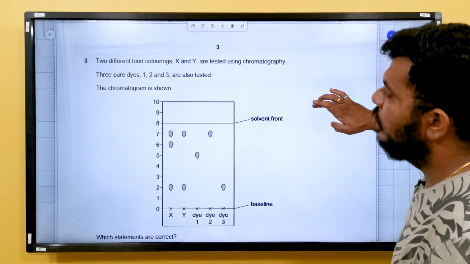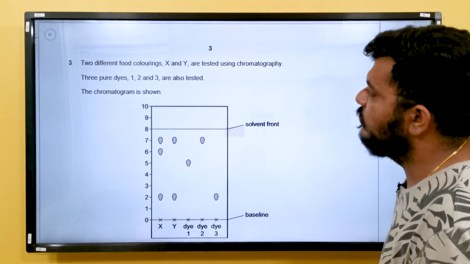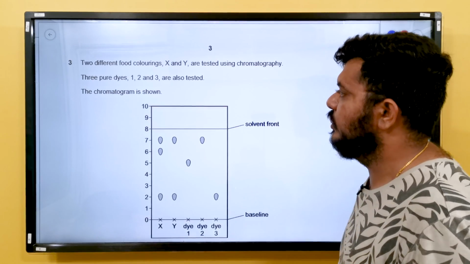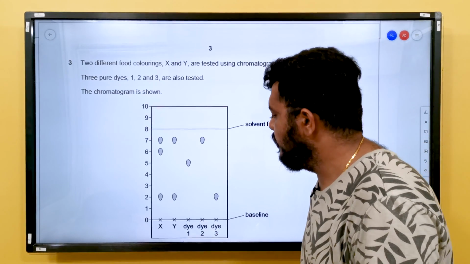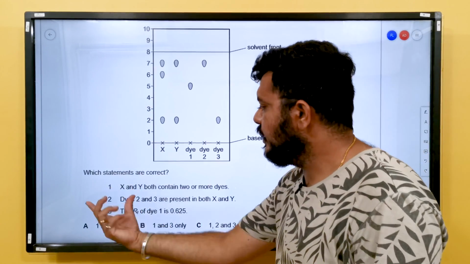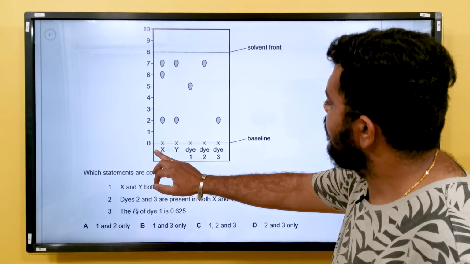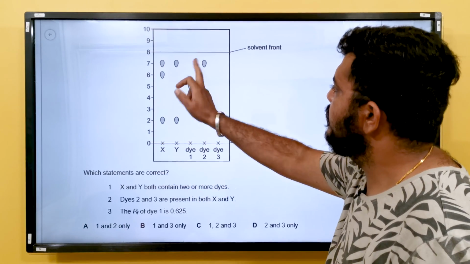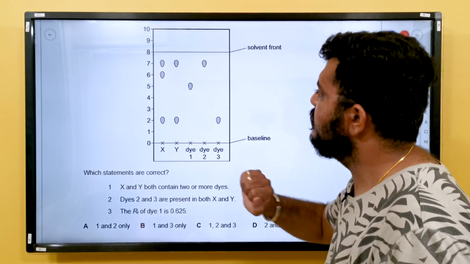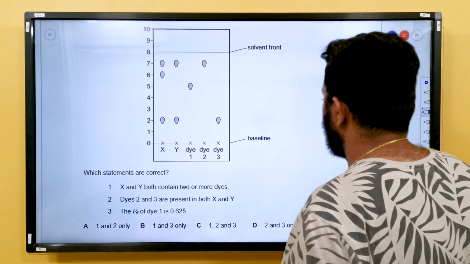Two different food colorings X and Y are tested using chromatography. 3 pure dyes 1, 2 and 3 are also tested. The chromatogram is shown. We can't see the options yet. Which statements are correct? X and Y both contain 2 or more dyes. X contains dye 3 and 1, and Y contains dye 3 and 1. Yes, so both of them contain 2 or more dyes. This is a correct statement.